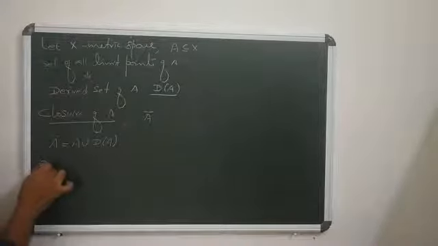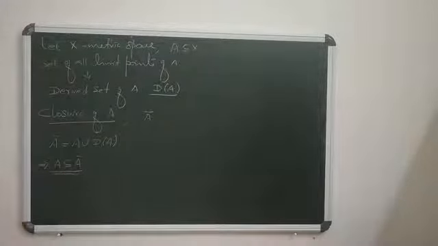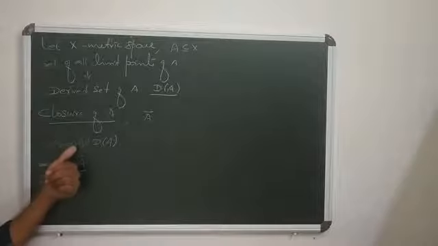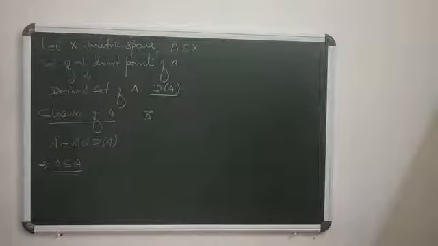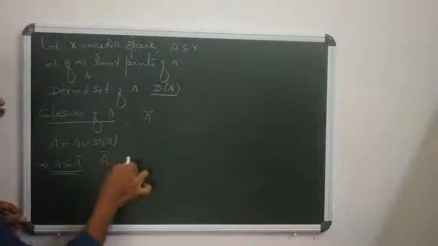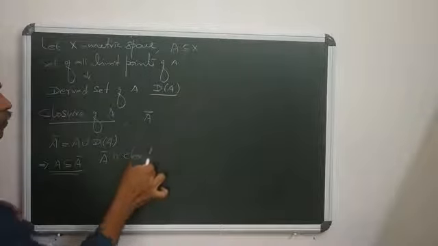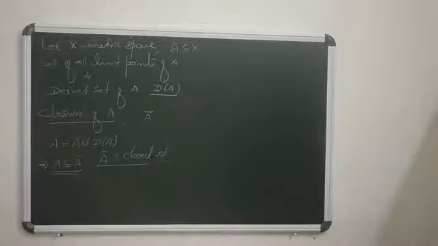So A closure equals A union D of A. Clearly A is a part of A closure. This is important. Now, is A closure closed? A closure is a closed set. How to prove this? To prove A closure is closed, it is enough to show that its complement is open.